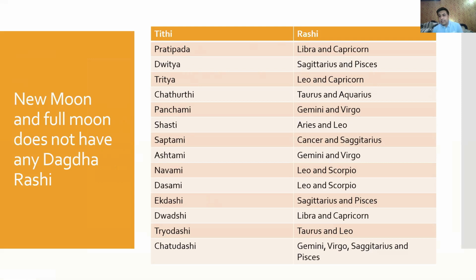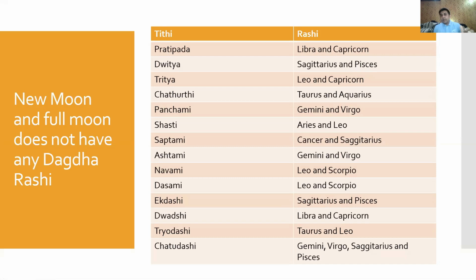Now, what a Dagdha Rashi actually is: suppose someone is born on Pratipada, on this particular day Libra and Capricorn become burned Rashis. It means the good effects of these Rashis will not be very prominent, will be zero. At the same time, the Lord of Libra is Venus. Even if Venus is exalted in the chart, Venus will not be able to give the effect of Libra. And we will see this with an example.